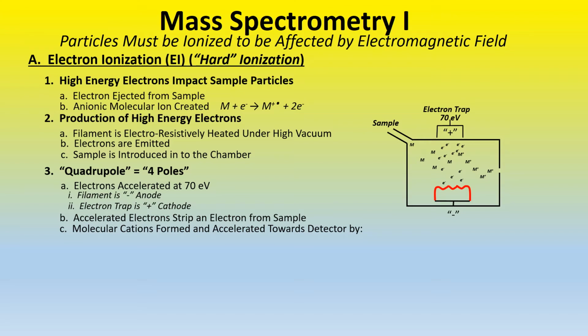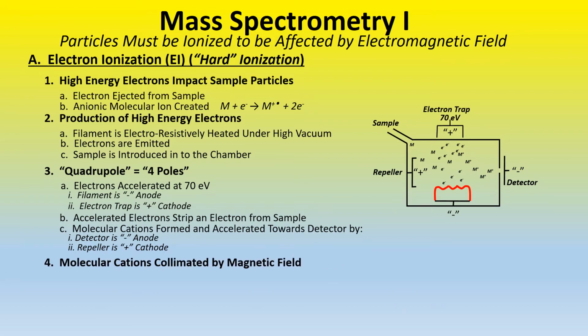In this case, the detector is held at a negative voltage and is the anode. And there's also a repeller, which is a positive cathode, essentially a shepherd to make sure that all of the cations move in the same direction. Finally, a magnetic field is introduced to make sure that all the cations are not only moving in the same direction, but are moving in a fairly linear manner in a stream.